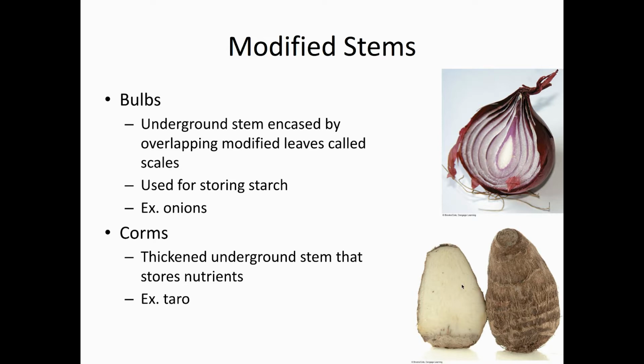Corms are thickened underground stems that store nutrients. This is taro. This is what the native Hawaiians used to make poi. For some reason, after you cook it, it's kind of bluish and tastes of Play-Doh. At least that's what it reminded me of. It took me all the way back to preschool.